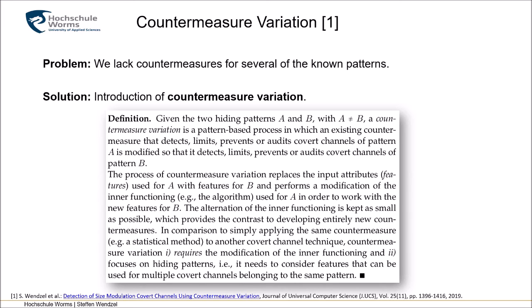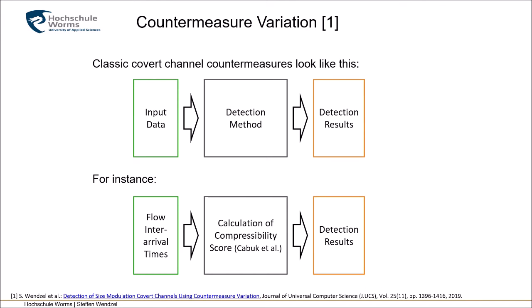The process of countermeasure variation replaces the input attributes, features, used for pattern A with features for pattern B, and performs a modification of the inner functioning used for A in order to work with the new features for B. And the rest is details. You can read it, but I will show you a very brief and simple explanation. So let's look at the above graphic. A classic covert channel countermeasure looks like this. We get some input data, like inter-arrival time between packets and the packet number.